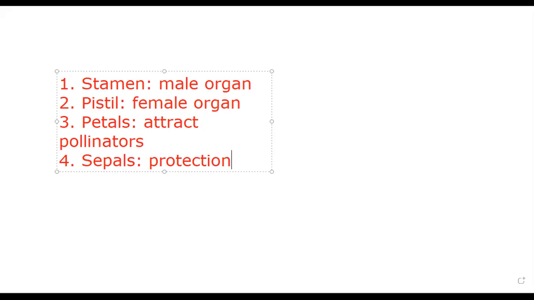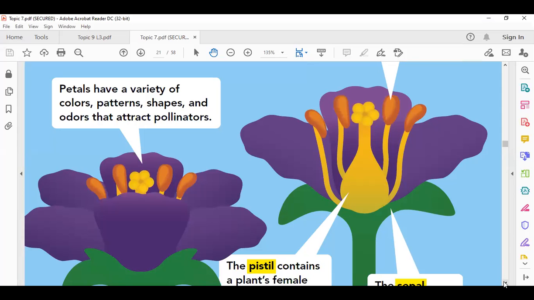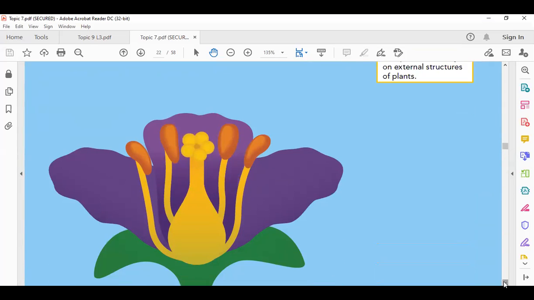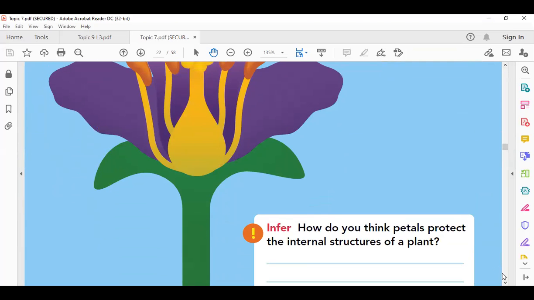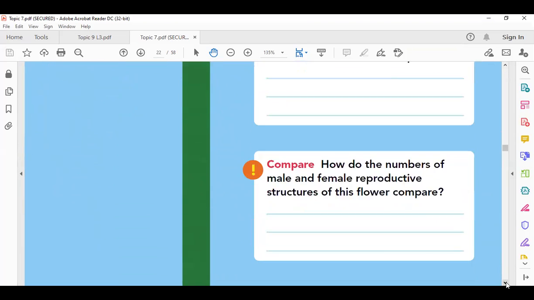So in general, these are the main external parts of the flower, the main external structures of the flower. Okay, I want you to look at the next page. We have a homework here, very easy. Look at this, this is a flower. I want you to solve these two questions.